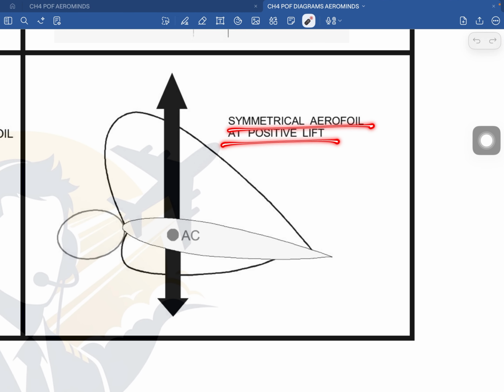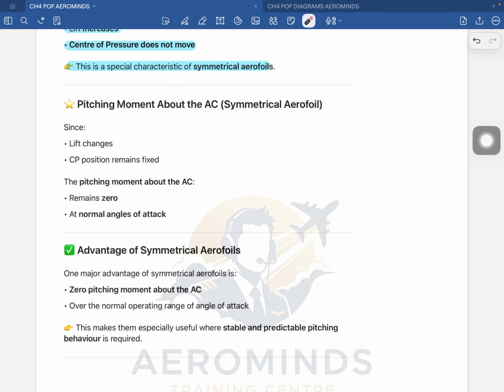Symmetrical aerofoil at positive lift. The aerodynamic center, this is the lift, this is the more pressure. So remember this: since the lift changes, the CP position almost remains fixed for a symmetrical aerofoil. The pitching moment about the aerodynamic center remains zero at the normal angles of attack. These are the properties of a symmetrical aerofoil.